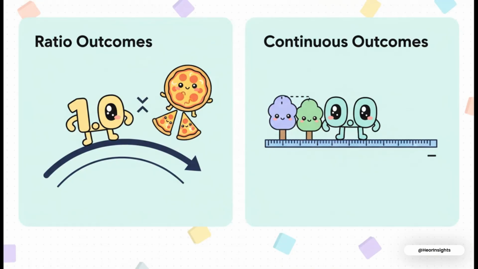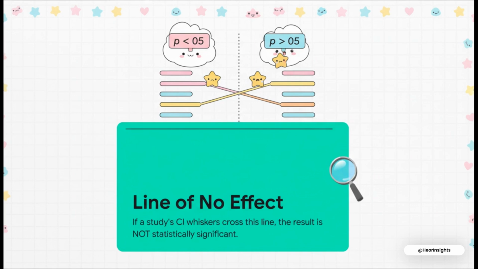It changes depending on the outcome type. For ratio outcomes, like an odds ratio or hazard ratio, the plot uses a logarithmic scale, and the null value, meaning no effect, is 1.0. For continuous outcomes that measure a difference, like a mean difference, the plot uses a linear scale, and the null value is 0.0. This brings us to the line of no effect.